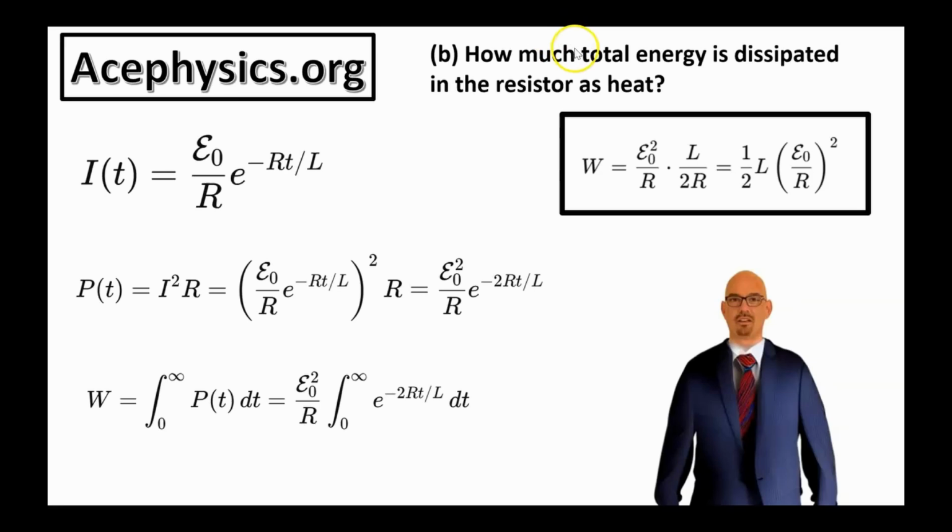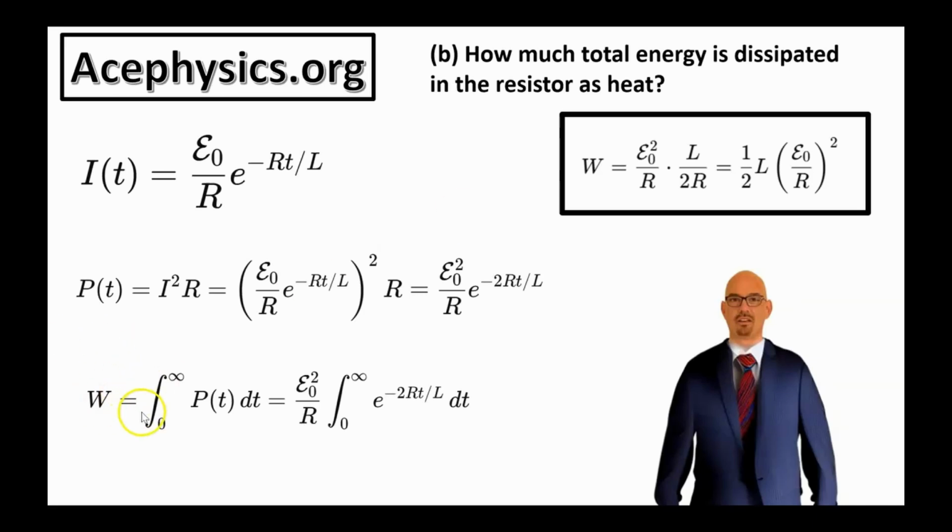Part B asks, how much total energy is dissipated in the resistor as heat? The energy supplied by the source is transferred to the resistor and converted into heat through Joule heating, governed by the well-known formula P equals I squared R. Current as a function of time was calculated in Part A, and so this is a formula for power as a function of time. Power is changing because current is changing.